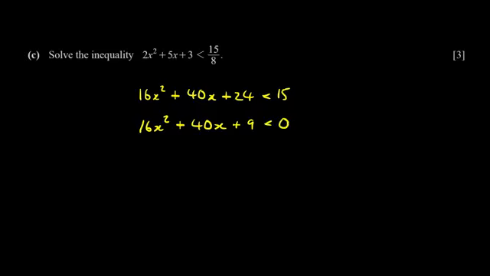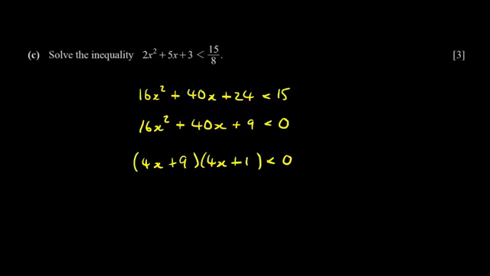And I'm going to factorize this. So 4x and 4x is less than 0. And we're looking for two numbers. They're going to multiply together to give 9. They're going to combine together to give 40. So the way I'm going to choose this is I'm going to go for plus 9 and plus 1, right?